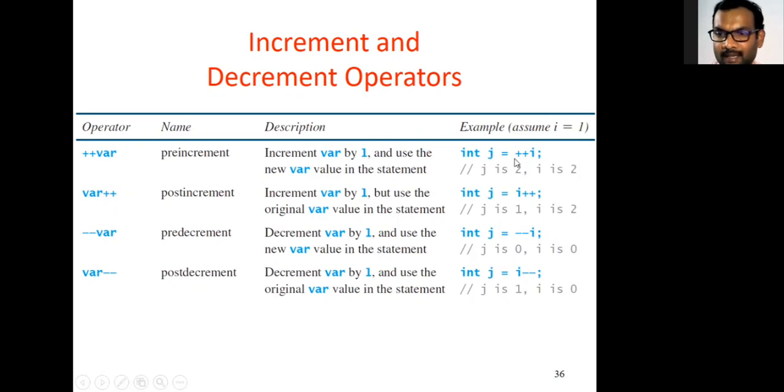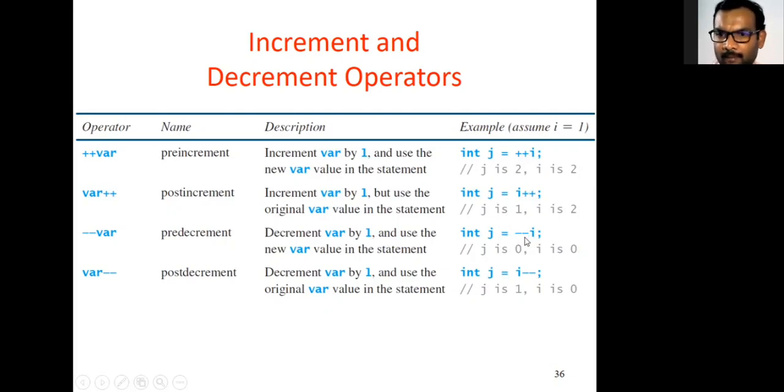This is called a pre-increment. Coming to the post-increment, in this case, first the value of I is assigned to j. After that, the value of I is incremented. So here, since the value of I equal to 1, first the value 1 is assigned to j. After that, the I value is incremented. So the output is I equal to 2 and j equal to 1.